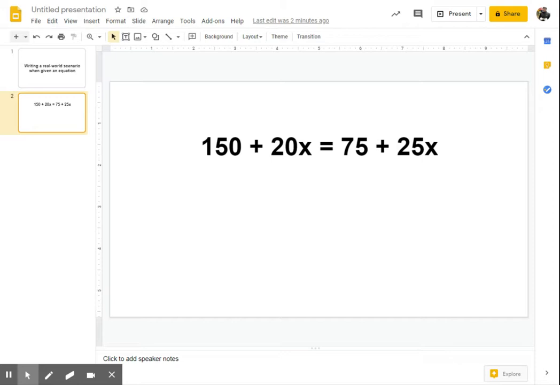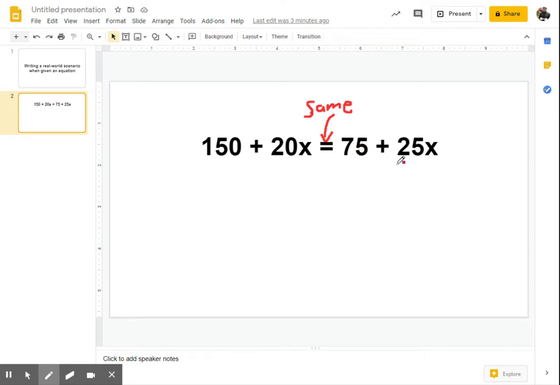So anytime we have an equation or an inequality, we need to remember that all we're really doing is comparing two things. It's a relationship between two things. And in an equation, it's important to remember that I have that equal sign. That means that whatever is on the left is the same as whatever is on the right side of that equal sign. So this 150 plus 20 times x is equal to 75 plus 25 times x.